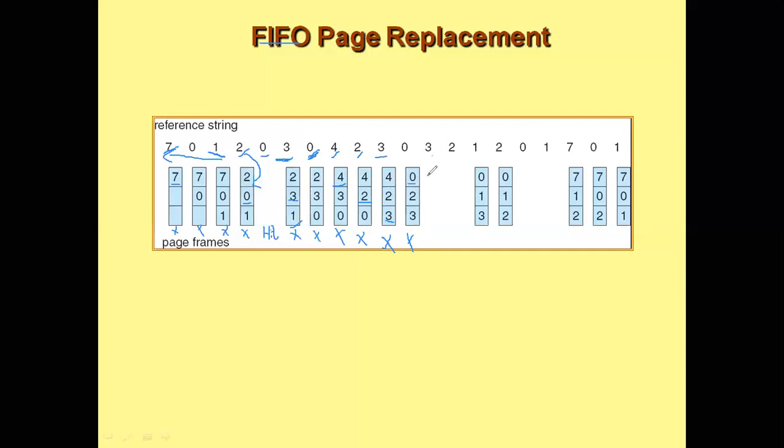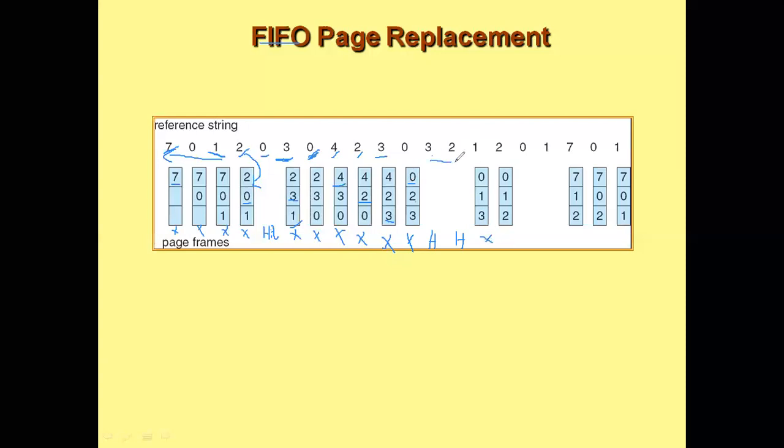Now coming to 3, check this. 3 is in the main memory, so this is a hit. What about 2? 2 is also in the main memory, so this is a hit. Now coming to 1. So 1 is not in the main memory, so this is a page fault.